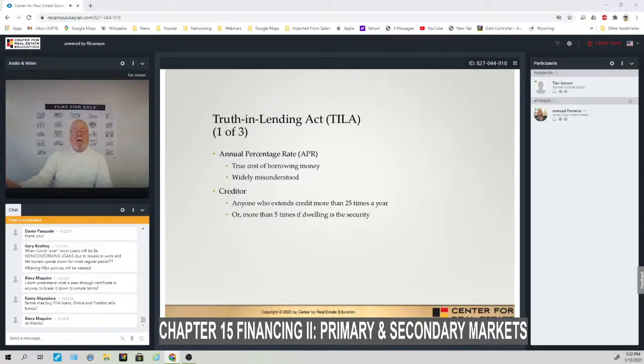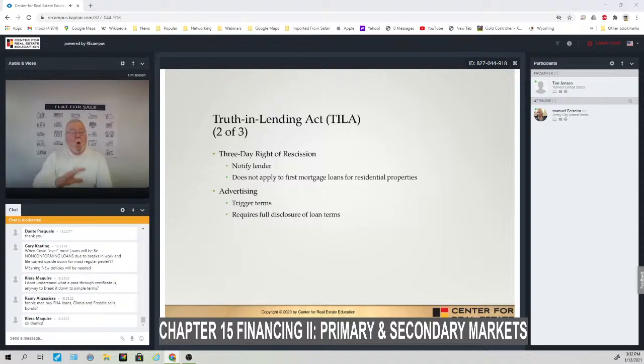A creditor is anybody who extends credit for more than 25 times a year or more than 5 times if a dwelling is used as a security on the loan. Under the Truth in Lending Act, all consumer loans have a 3-day right of rescission.